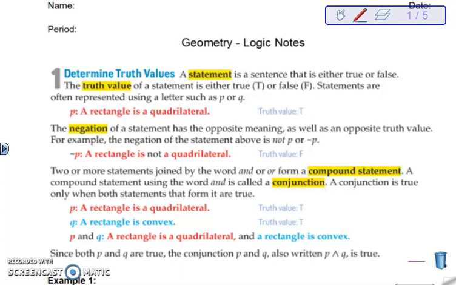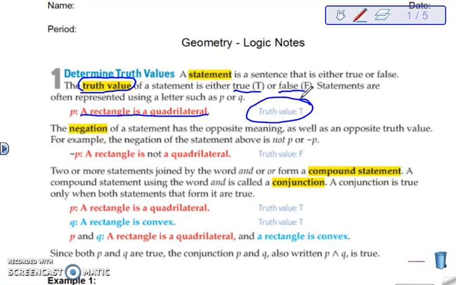All right, so today we are talking about logic, which basically means we're going to be looking at a bunch of statements and determining whether they are true or false, right? So anytime we see this phrase truth value, literally just means, is this true or false? So, example, a rectangle is a quadrilateral. That is true, so the truth value is marked as a T.